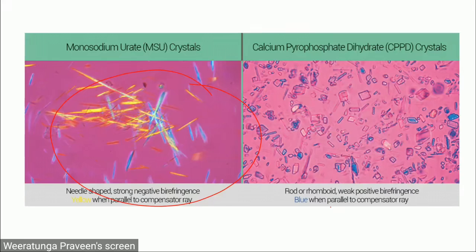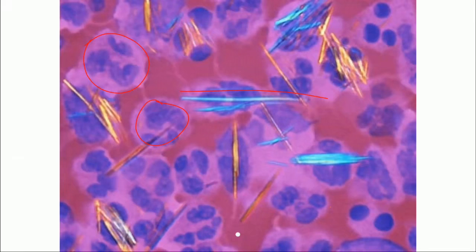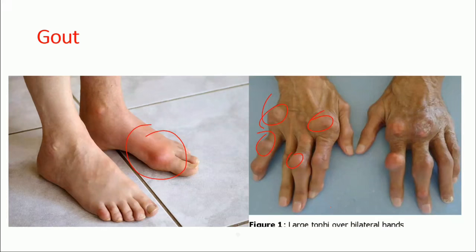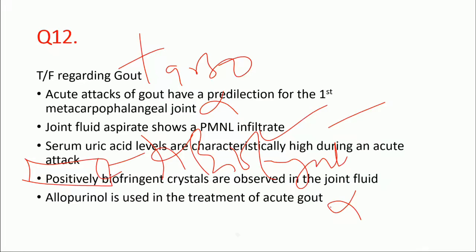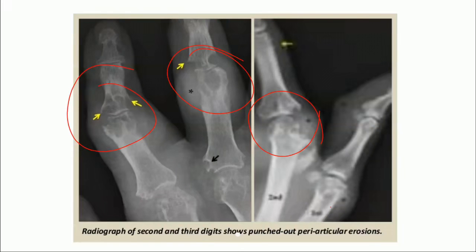Okay. Right. Now, this question number 13 is on the most severe spectrum of gout, which is chronic tophaceous gout. That is what you see in a picture like this of the hands, right? Polyarticular involvement, tophi, right? And also punched out lesions like this. That is the most severe form of gout.